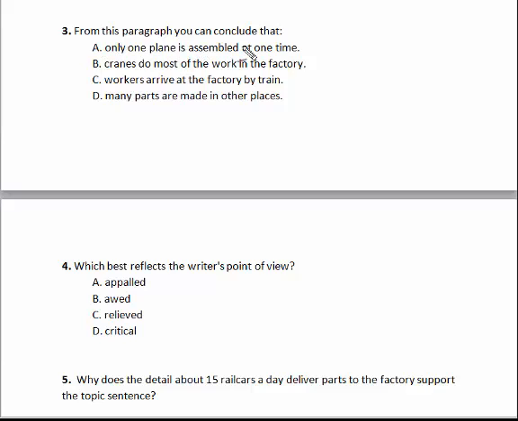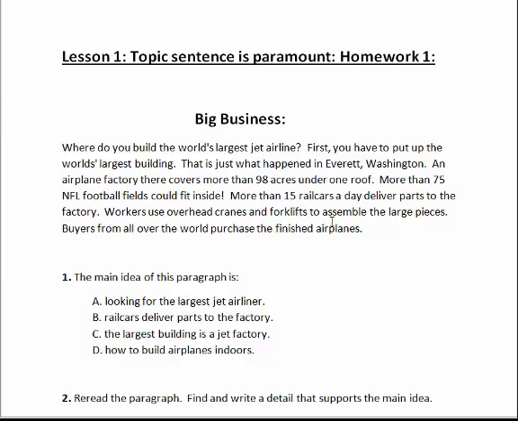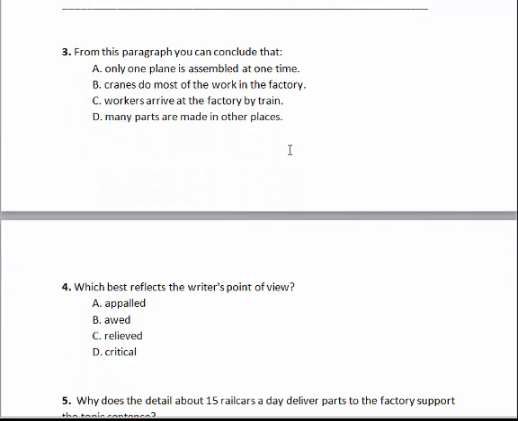Number 3, from this paragraph, you can conclude. What can we conclude? Remember, we look at the conclusion at the bottom, and it says buyers from all over the world purchase the finished airliners. Our details to support that: it's in a huge place, 98 acres, 15 rail cars, 75 NFL fields could fit underneath there. What can we conclude about this? Process of elimination is going to be the best in this particular case. A says only one airplane is assembled at a time. That doesn't make any sense since the factory is big. Answer choice A can be crossed out right away.